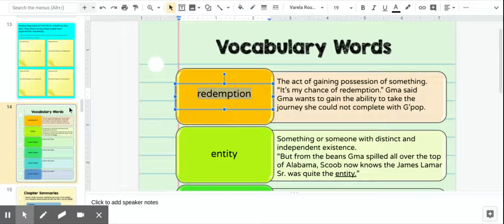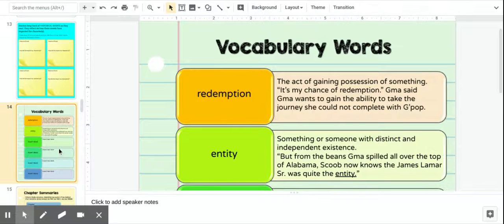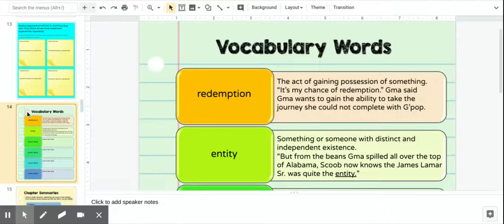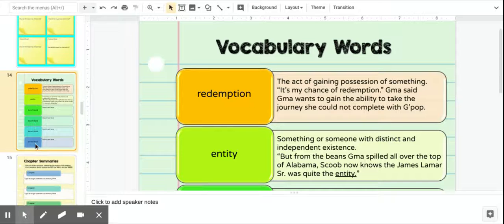Let's just say this is one of the slides that you want to duplicate. You want another page of vocabulary. Remember how to do it? Click on the slide in the middle, duplicate slide. That's going to make a whole other slide just of that page.